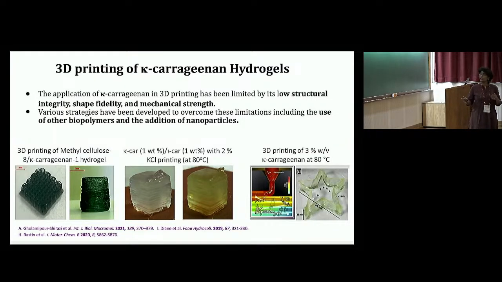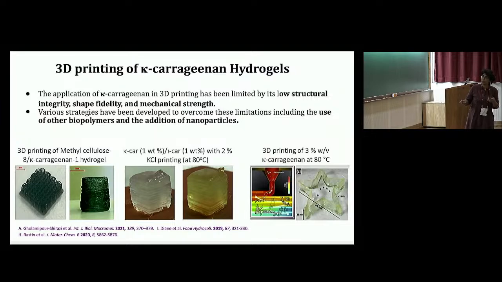So this is not a new material. 3D printing of kappa carrageenan hydrogels has been reported very recently also. The authors also report the same concerns, that you cannot just take the kappa carrageenan and print it into 3D shapes because it just doesn't have the strength. So a lot of different strategies have been adopted by different people: you add one other polymer to it, add a salt, and do printing at very high temperatures of 80 degrees Celsius.